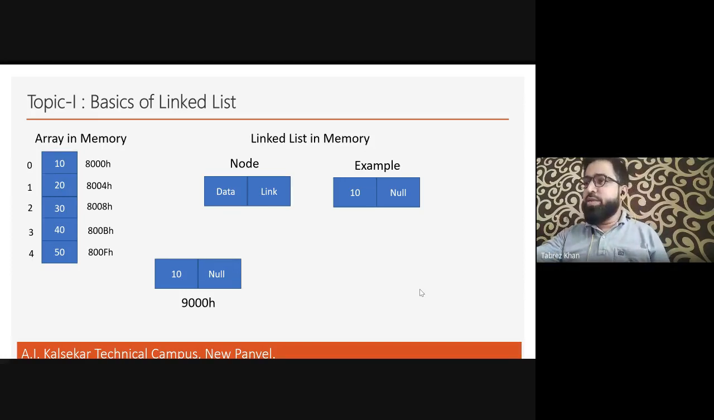Then we want to insert one more node into the list. So what we'll be doing, we'll be allocating memory. A block, a node would be created. We'll put data 20 into that data part. Then into the link part, we'll be putting null initially, and this node has been allocated at the memory location 8050H.